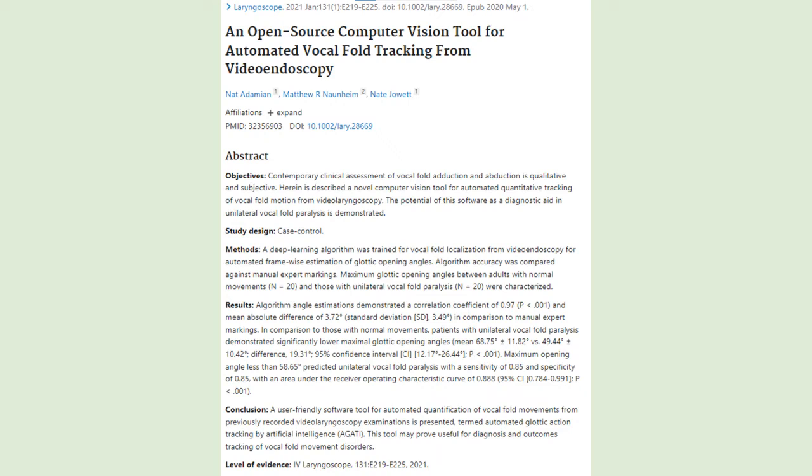This article from Adamian and co-authors from 2021 is based upon the same software as the previous article, but focuses on predicting unilateral vocal fold paralysis. A maximum opening angle less than 58.65 degrees predicted unilateral vocal fold paralysis with a sensitivity of 85% and a specificity of 85%.